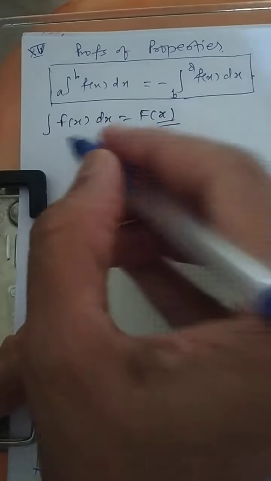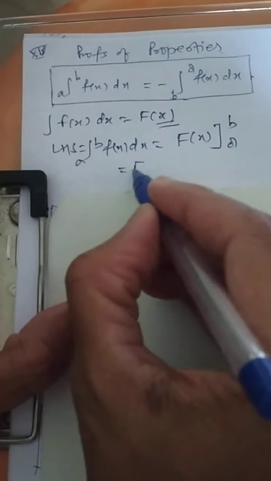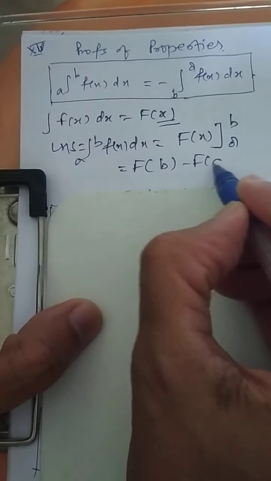Now I am just considering the left hand side. Left hand side is nothing but integral a to b f of x dx. You know the integration of this is nothing but capital F of x. Upper limit is b, lower limit is a. So if you simplify, you will get F(b) minus F(a).